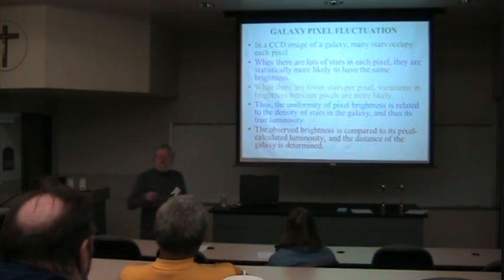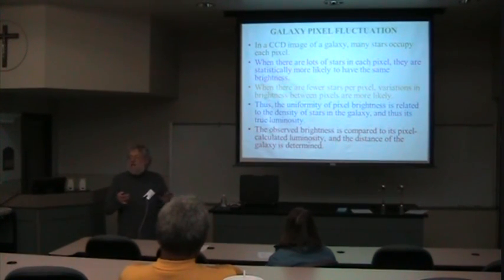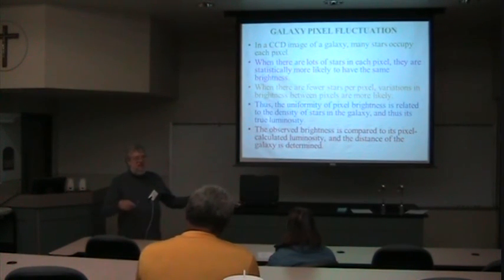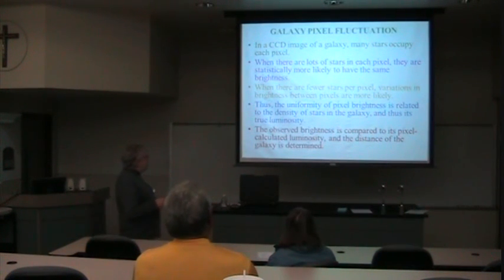So the uniformity of the brightness of the pixels is directly related to the crowding of the stars in the image and how many stars that galaxy has, and therefore how bright it is intrinsically. Well, then compare that again to how bright it looks on the photograph, and we can come up with an estimate of the distance. Again, this is not by any means a primary method, but it does work, and in some cases it's verified by other measurements that are better. So when we have nothing better to go on, this way works pretty well, actually.